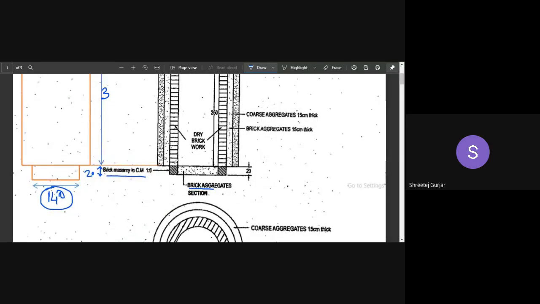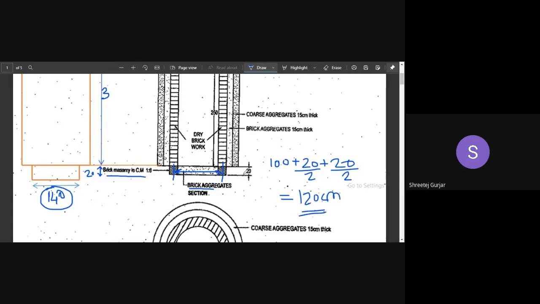Now, what is the mean diameter? Can anyone calculate from here to here? What is the mean diameter? 100 plus 100 plus what? 100 plus what? Answer please. From here to here, I need the mean diameter. That is the center to center diameter. 100 plus what? 20 by 2, right? Half of that on the one side and half of that on the other side. So it will be what? 120 centimeters. Correct?